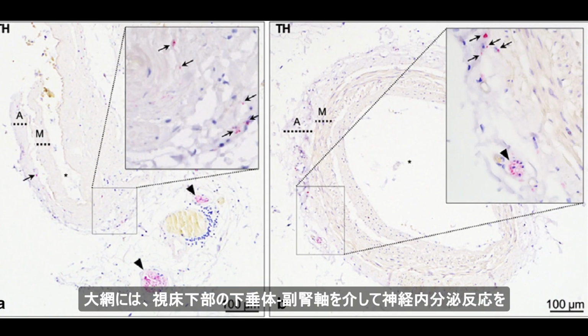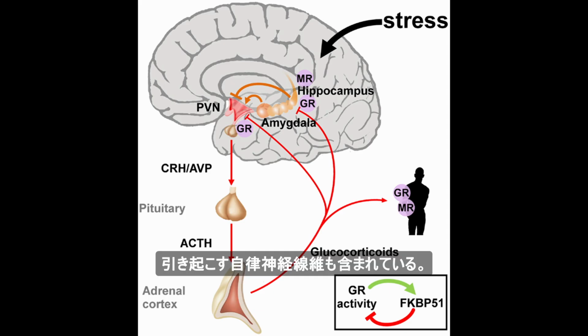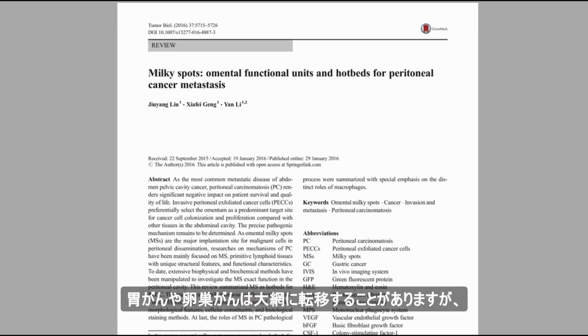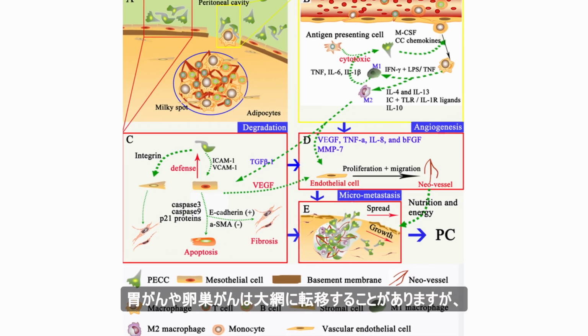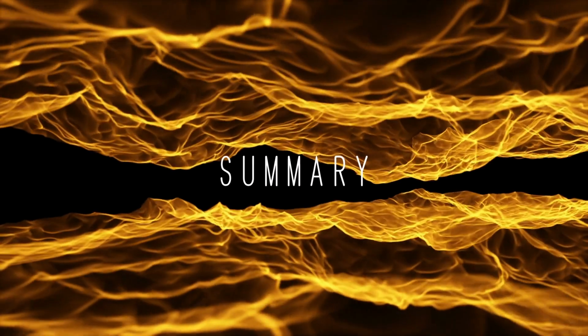The greater omentum also contains autonomic neurofibers that can trigger a neuroendocrine response through the hypothalamic pituitary adrenal axis. Stomach and ovarian cancers may metastasize to the omentum, but primary cancers are extremely uncommon.